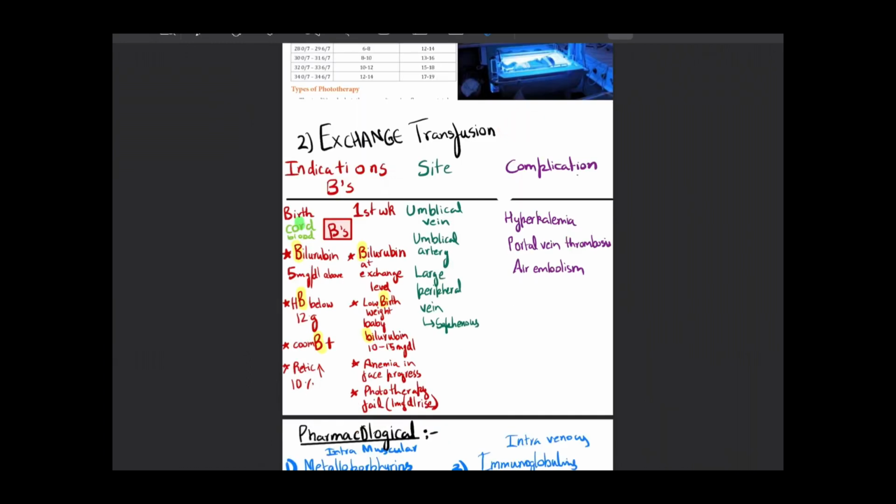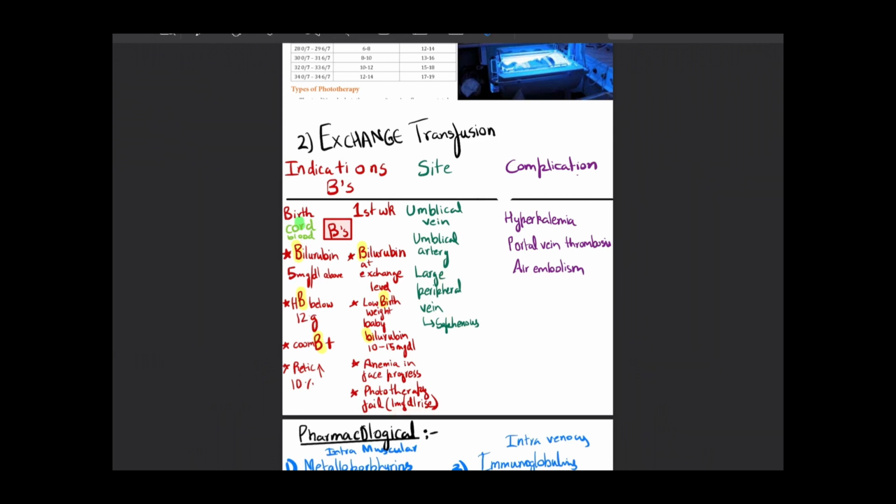For that, indications can be at birth, and we check the cord blood or first week. And the indication here are also Bs, as we have discussed earlier. Bs in the investigation. Now in exchange transfusion, we have Bs. Either bilirubin is 5 mg/dL or above, hemoglobin is below 12 mg, Coombs is positive, and retic above 10% at the birth. In first week, bilirubin at exchange level, low birth weight baby with bilirubin 10 to 15, anemia in the face is progressing, and phototherapy is failing as 1 mg per dL rise even in the presence of phototherapy.